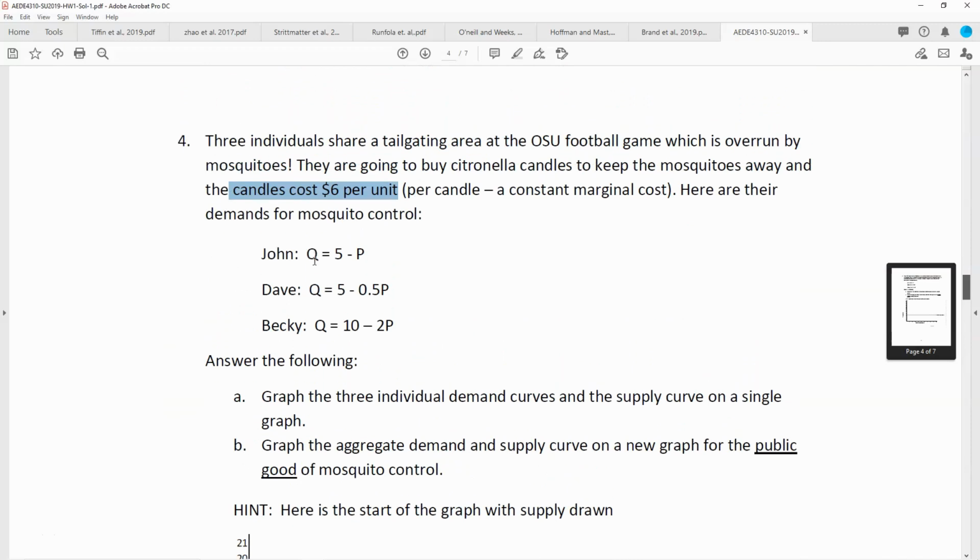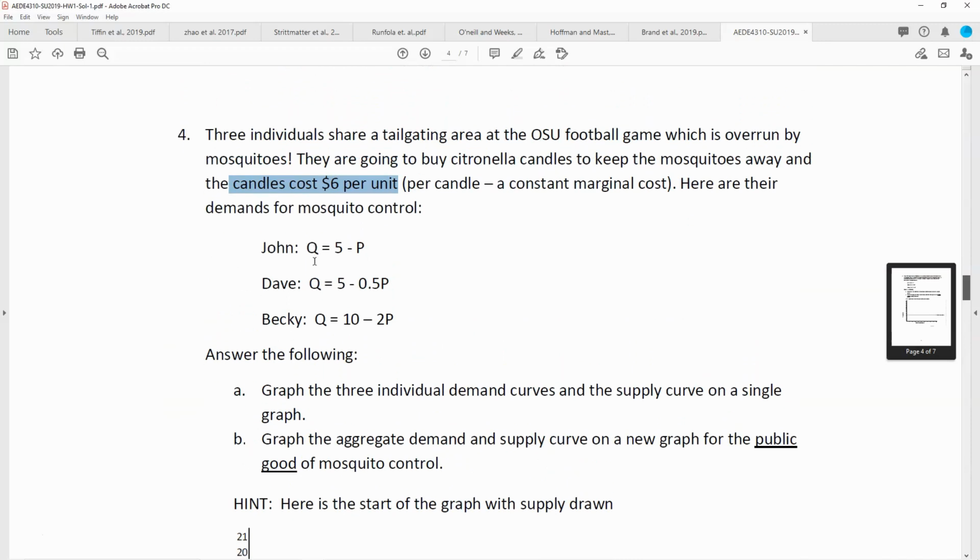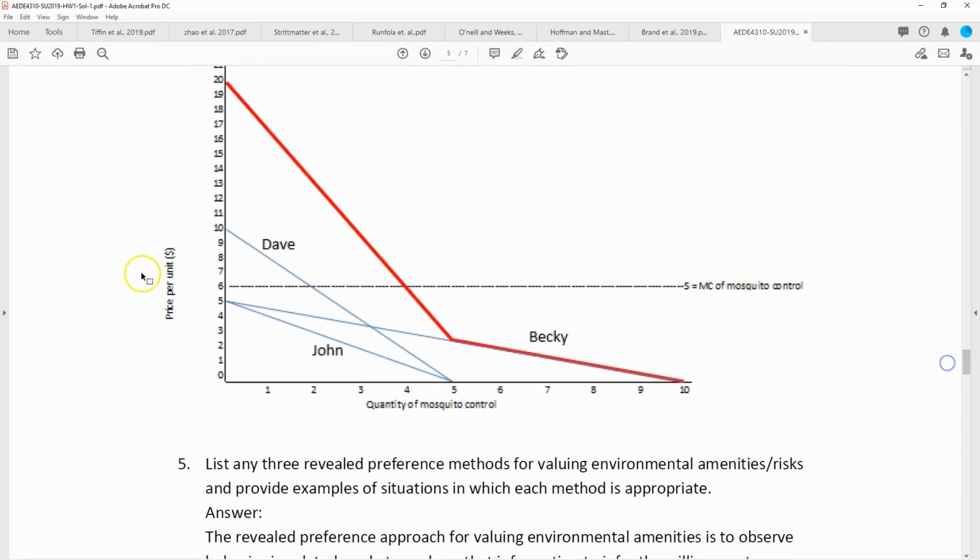Question 4 is about the public good, and we need to calculate the aggregate demand curve for a public good and plot the aggregate demand curve. So there are 3 people, John, Dave, and Becky, and here are their individual demand curves, and given the price is our supply curve, also our marginal cost curve, which is constant. For question A, we need to plot the supply curve and everyone's independent demand curve. Here it is. The dashed line is the supply curve, and the blue lines are everyone's independent demand curve.